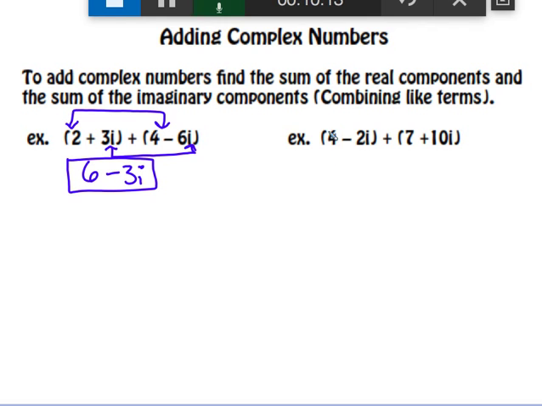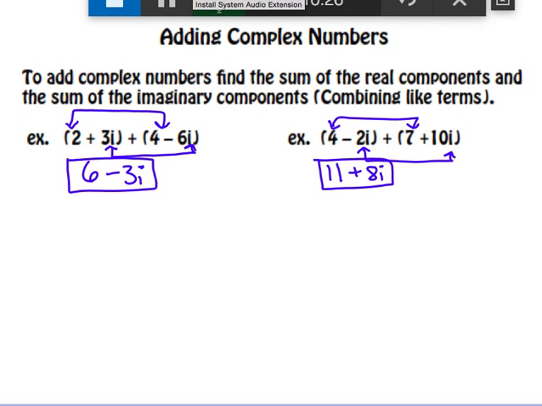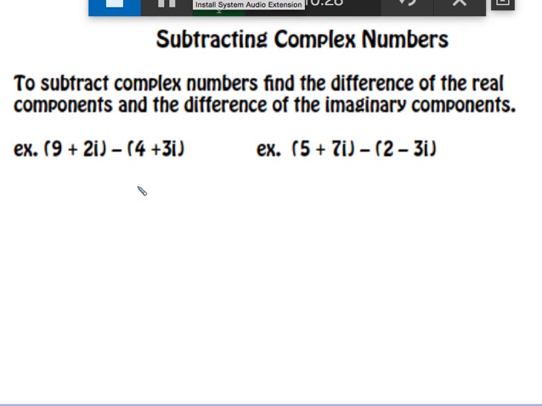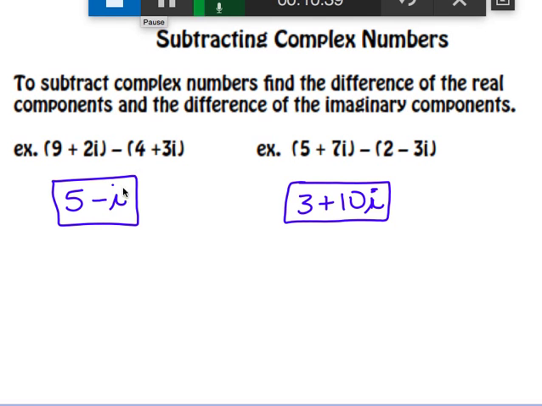Okay, hopefully you guys got 11 plus 8i. Subtracting, it's the same thing. You just have to follow the subtraction. So go ahead and try these next two examples and pause it and then check back and see if you got it correct. All right, hopefully you got these two answers, 5 minus i and 3 plus 10i.